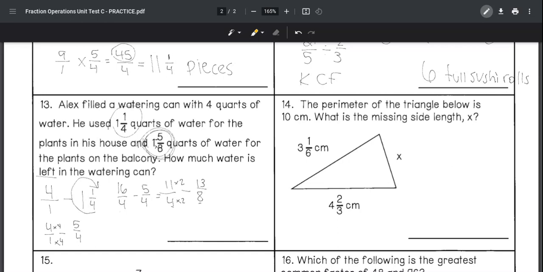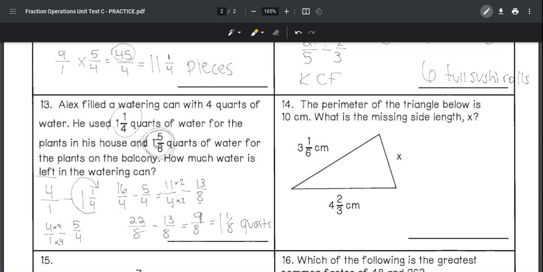So I'm going to multiply this first fraction by 2. And I got 22/8 minus 13/8. Okay, so then when you subtract these, I get 22 minus 13 is 9, common denominator 8. So 9/8, improper fraction, turns into 1 1/8. He will have 1 1/8 quarts of water left in the watering can.